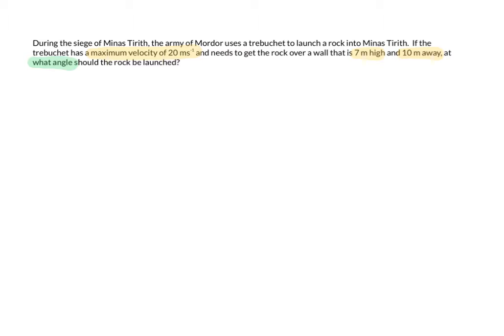And what I'm going to do first is, as I like to always do, draw a picture. So here is our trebuchet and our rock, and I'm just going to draw just the rock. Now our rock has a maximum initial velocity of 20 meters per second, so I'll write that in. And we want our rock to travel on a path where it makes it over a wall that is 7 meters high and 10 meters away. And there is all of my given information.